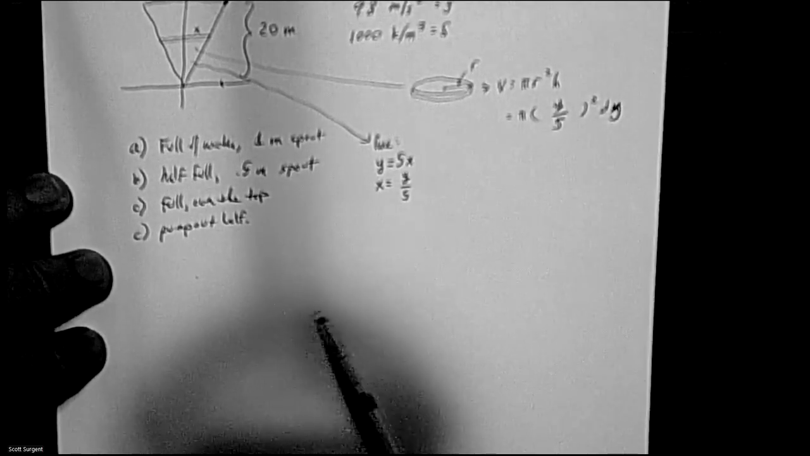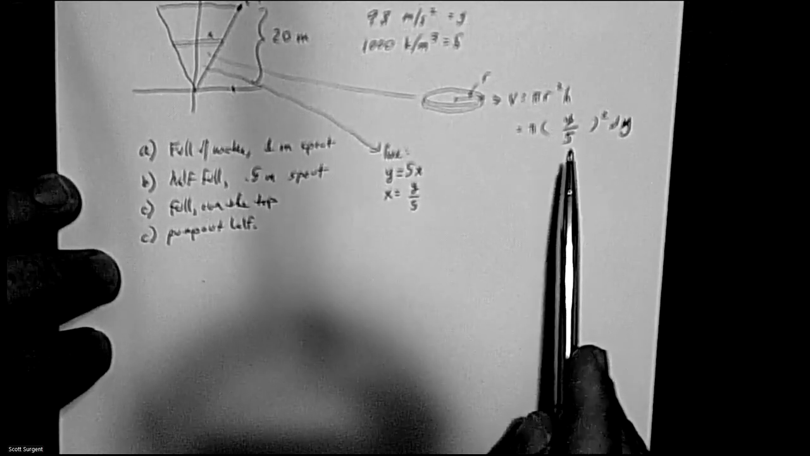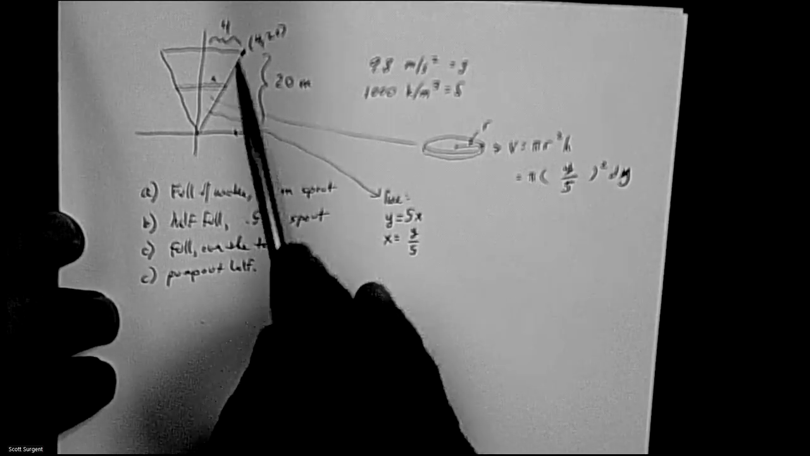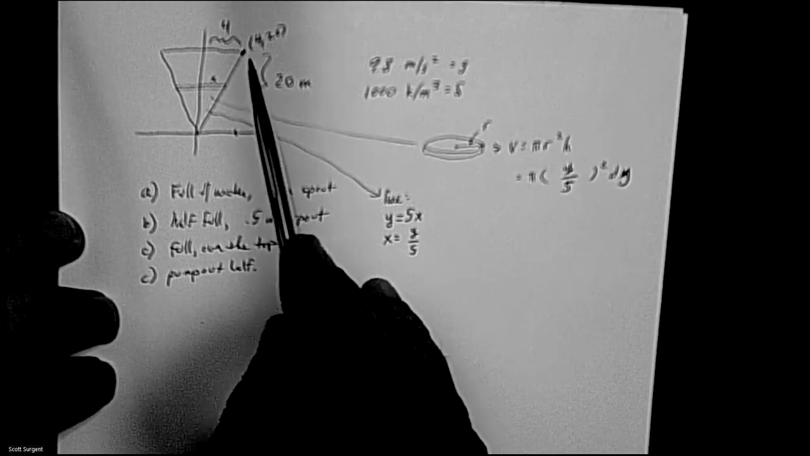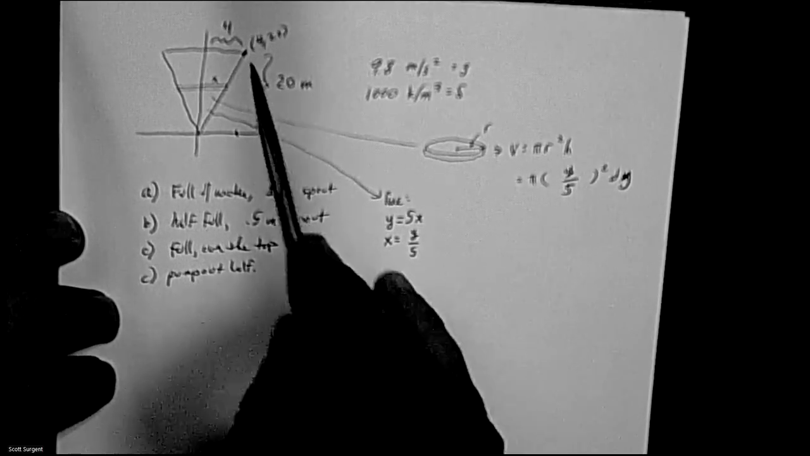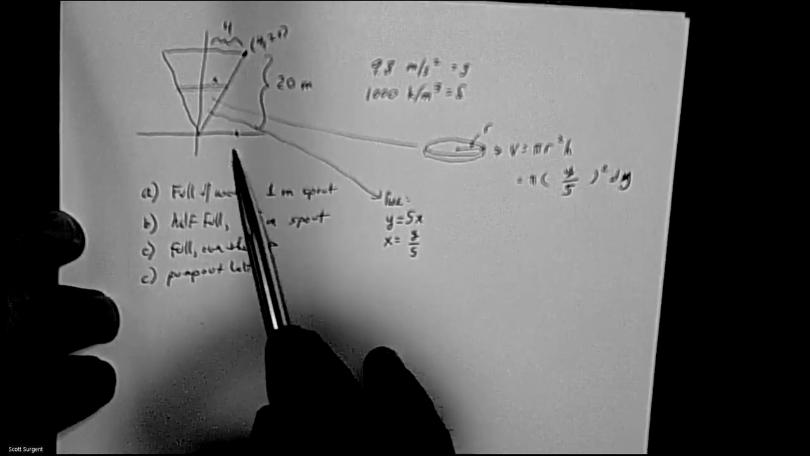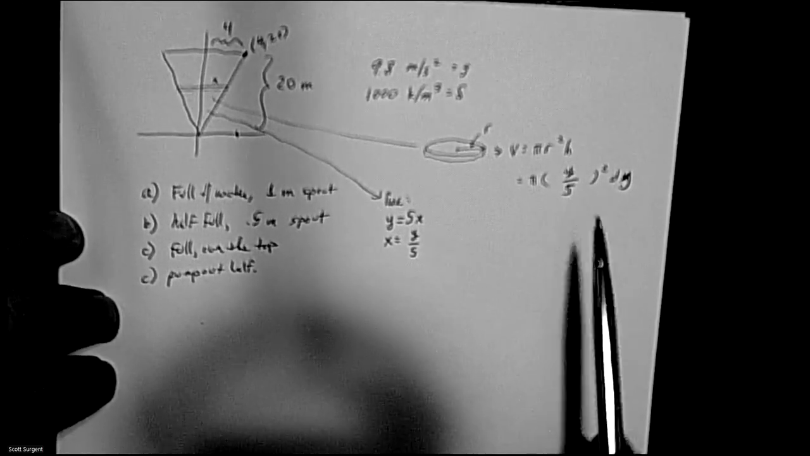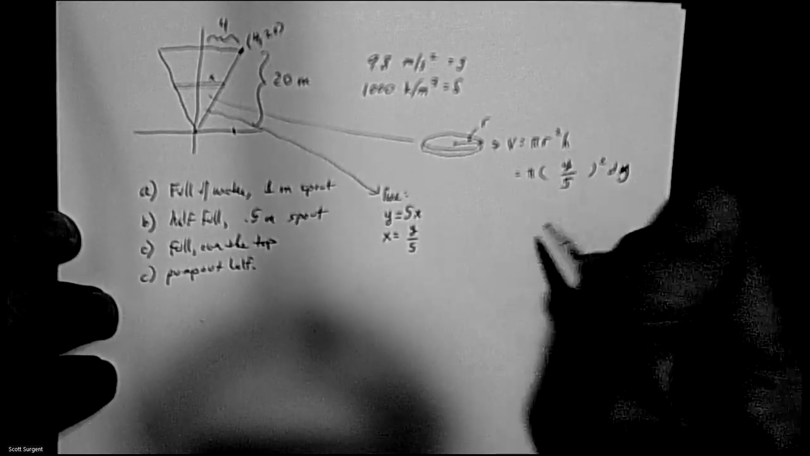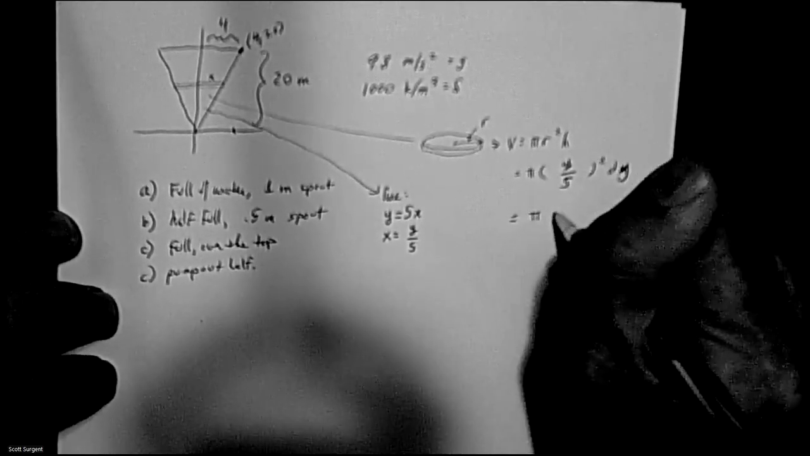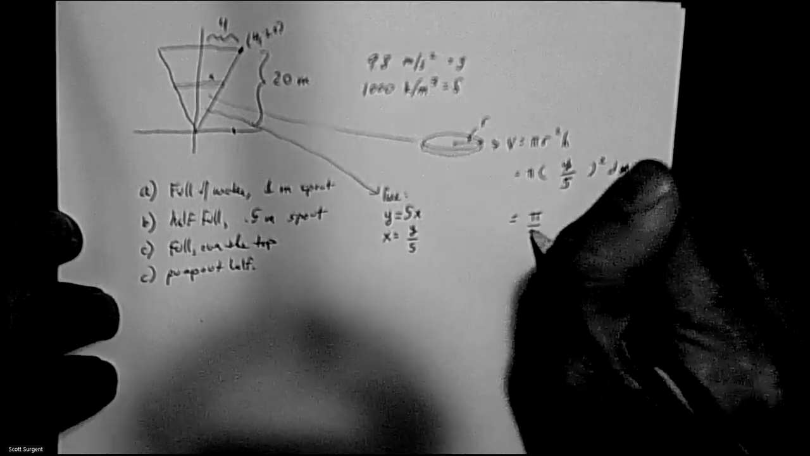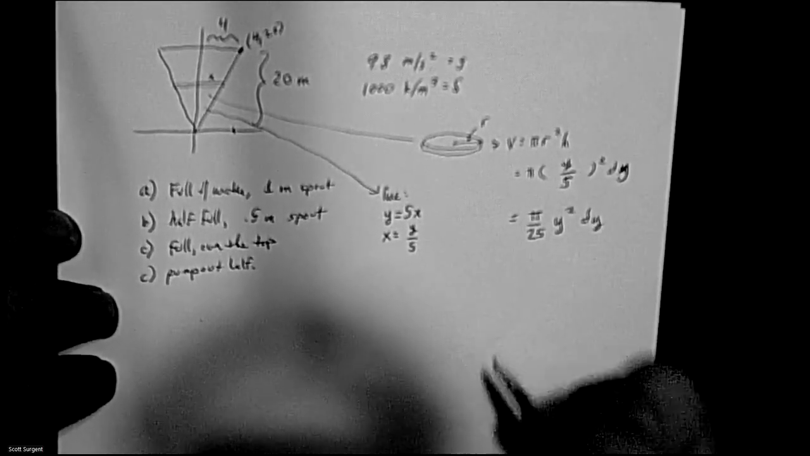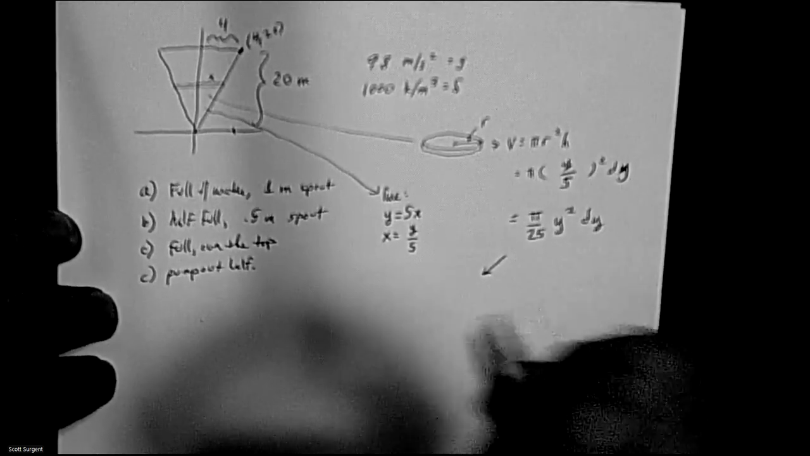Now, one thing I want to check when I set these guys up is that when I plug in, let's say at the top of the tank, y would be 20, 20/5 is 4. Okay, that agrees. And at the bottom of the tank, y would be 0, and of course, that 0/5 would be 0. So this seems to work. So it looks like I've got a formula going. I've got pi over 25 y squared dy.